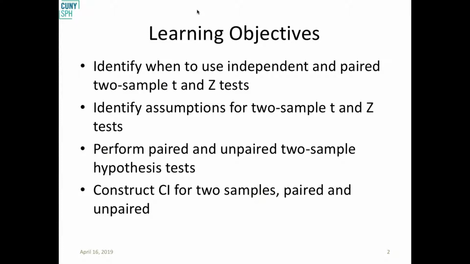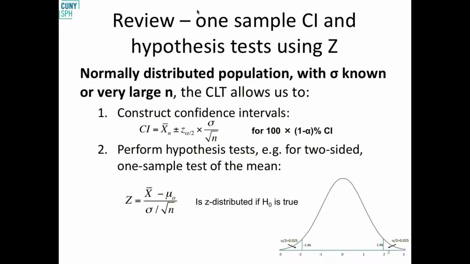And we're going to get to real world examples of that. Okay, so we're going to have to identify when to use the two-sample t-tests and z-tests and so on and so forth. When to recognize paired and unpaired two-sample hypothesis tests, how to structure the null and alternative hypothesis, and how to construct confidence intervals for paired and unpaired tests.